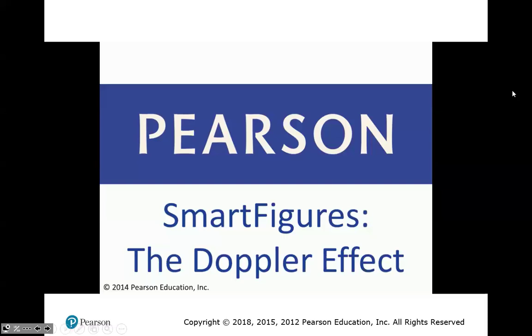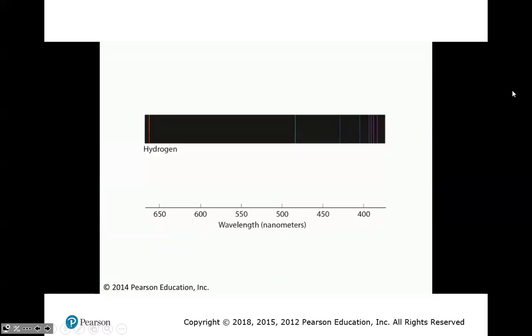Hi there, students. This is Callan Bentley. Welcome back for another Smart Figure. After watching this video, you should be able to describe what the Doppler effect is and how it's useful to astronomers. Let's start off with this.